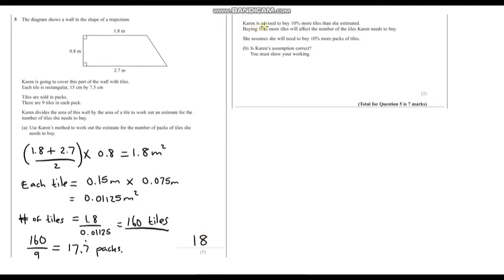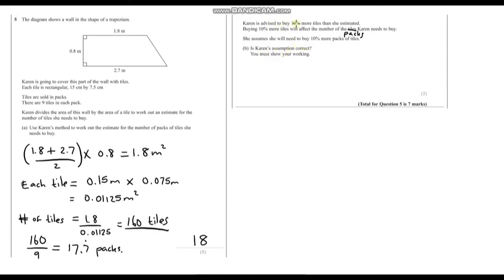Now it says Karen is advised to buy 10% more tiles than she estimated. Buying 10% more tiles will affect the number of tiles Karen needs to buy. I think that's supposed to say affects the number of packs. That's a small mistake on the question there. The number of packs that Karen needs to buy. She assumes she will need to buy 10% more packs of tiles. Is Karen's assumption correct? You must show your working.